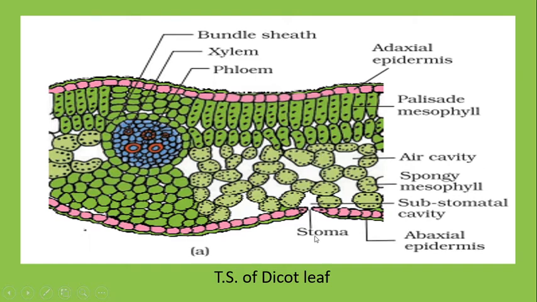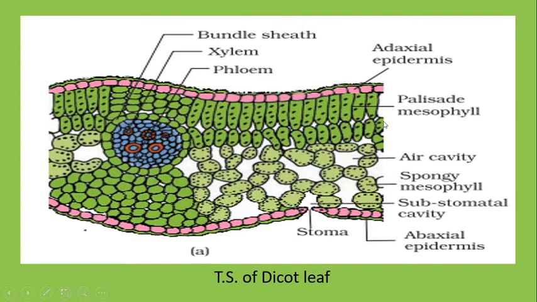Then just below the stomata there is the stomatal cavity, known as the stomatal cavity or substomatal cavity. The stomata are responsible for gaseous exchange. So that is the upper epidermis and the lower epidermis. Then next is the mesophyll tissue. The mesophyll tissue is a photosynthetic tissue present in the leaf, between the upper epidermis and lower epidermis.